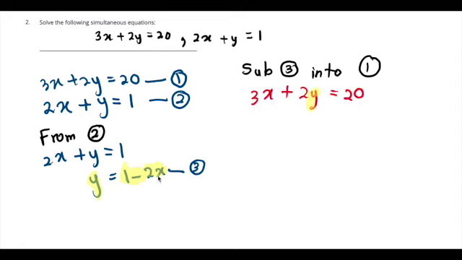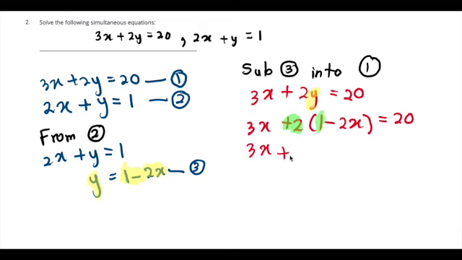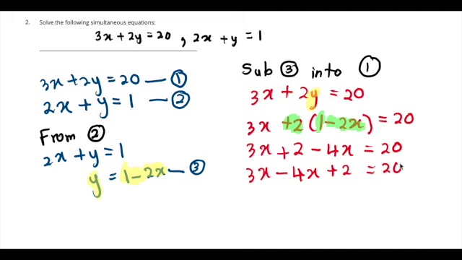Okay, so write down equation 1 again and substitute y equals 1 minus 2x. Make sure you put a bracket around the term you substitute. Now we expand: positive 2 times 1 is positive 2. Positive 2 times negative 2x is negative 4x, equals 20. Next, like term with like term, we can simplify x with x. So 3x minus 4x plus 2 equals 20. Okay, and next, minus x equals 20 minus 2 because we move positive 2 to the right side.